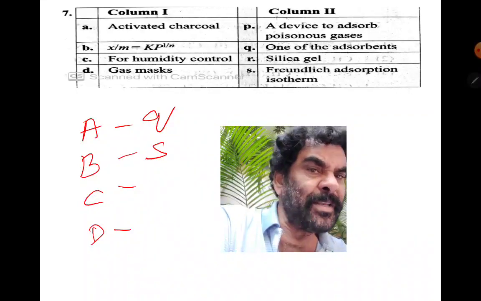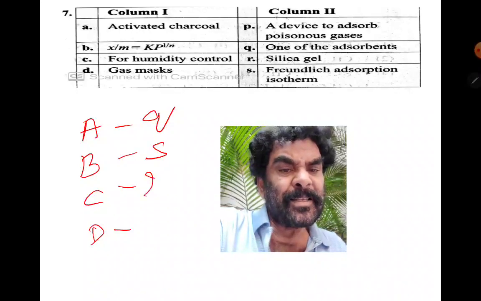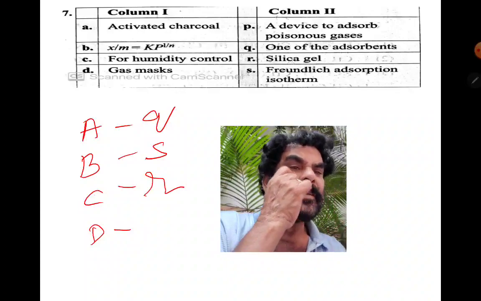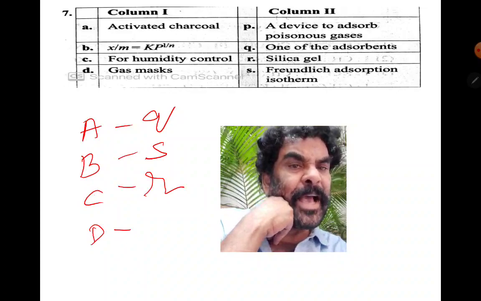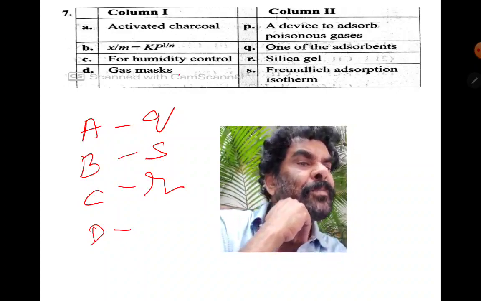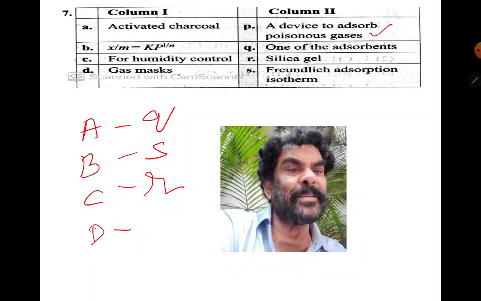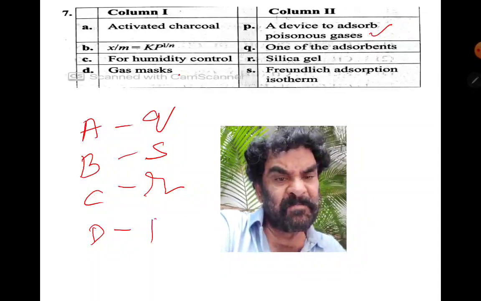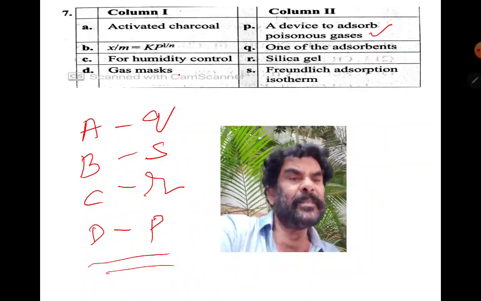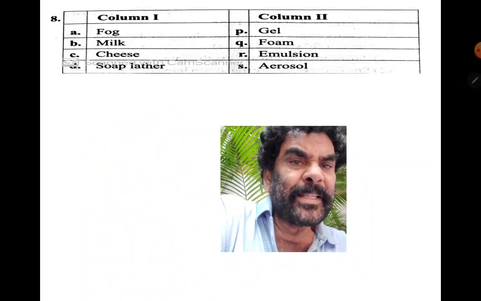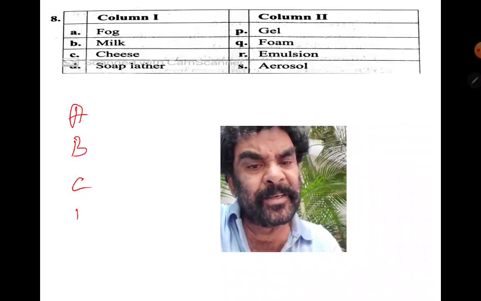Just the equation is given. Humidity control, silica gel is used, right? That is the silica gel, used to absorb moisture from the air. Gas mask, a device to absorb the poisonous gases. In the applications also I explained, right? That is P is correct. Simple explanation, right? Now the 8th one, A, B, C, D.